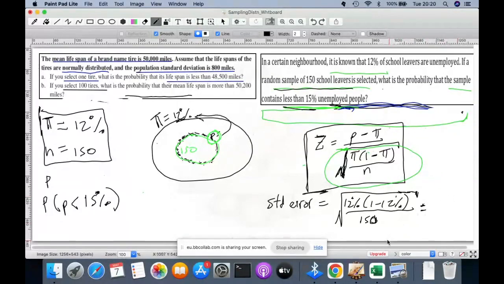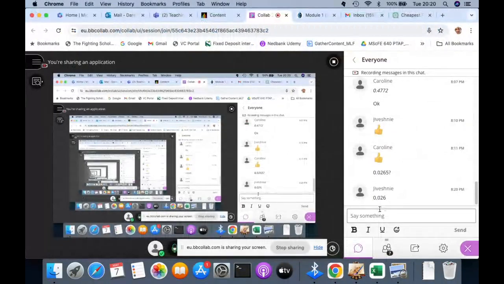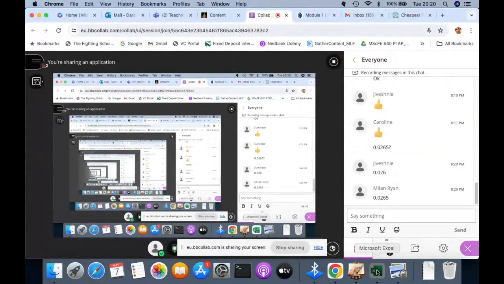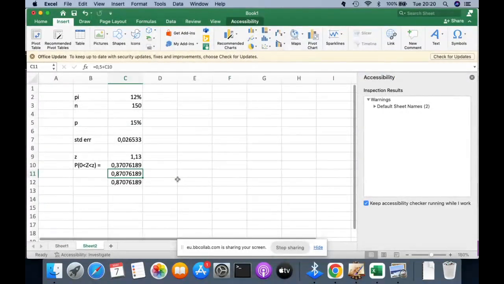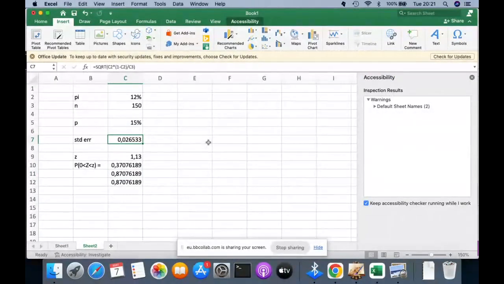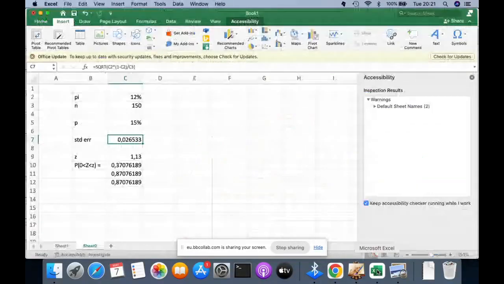Okay, let's see what answers we're getting. 0.0265. Yeah, that sounds about right. 0.0265. Very good, everyone. Yes, 0.0265. That is right. So the standard error is, as you said, 0.0265. Very good. So that's the standard error.